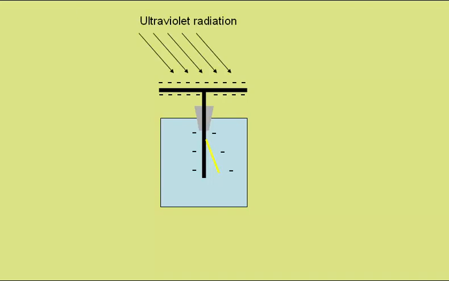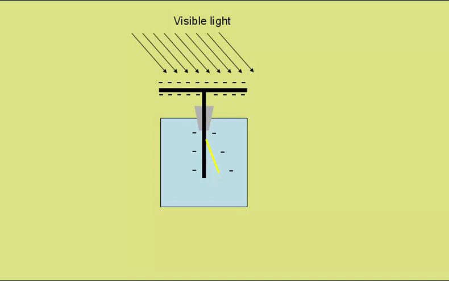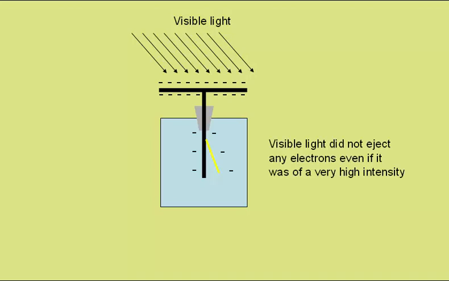If we shine ultraviolet radiation onto the zinc plate, the gold leaf drops back down to its original position, showing that the charges must have been dissipated. If, however, we use visible light, the charge is not lost and the gold leaf stays in its raised position, even if the visible light is of very high intensity. So the visible light is not ejecting any electrons.